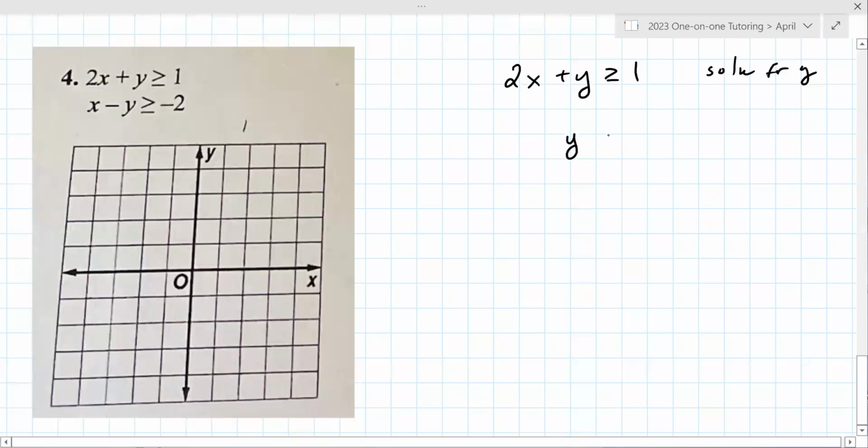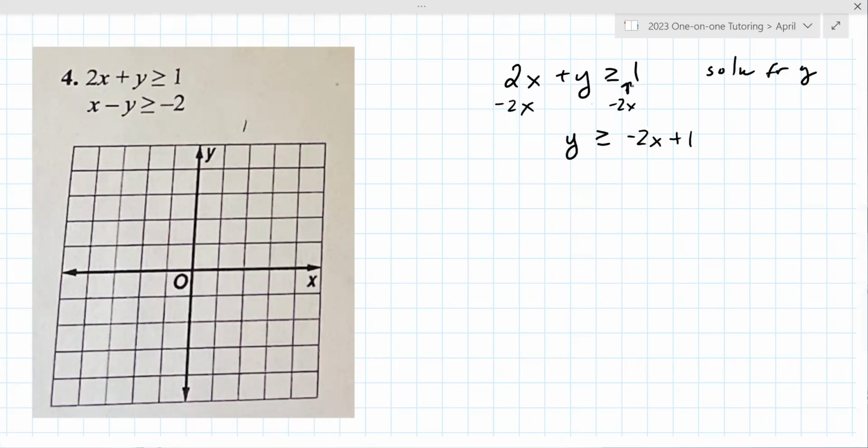Make it so that y is on one side of the equation, which means to move the 2x. All right, so 2x. Subtract 2x to the other side. And I recommend putting it in front of the 1. Okay, so now go ahead and graph it, solid or dashed, figure out where you're going to shade it, all that stuff.